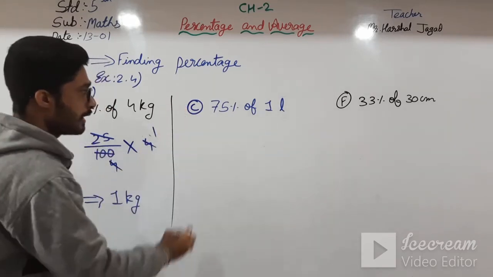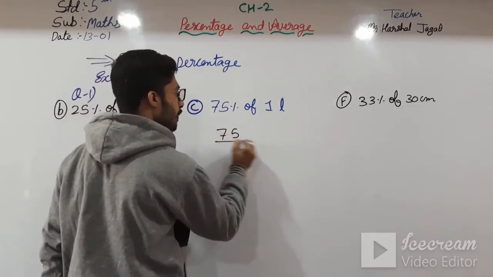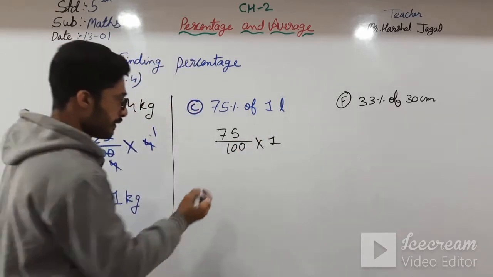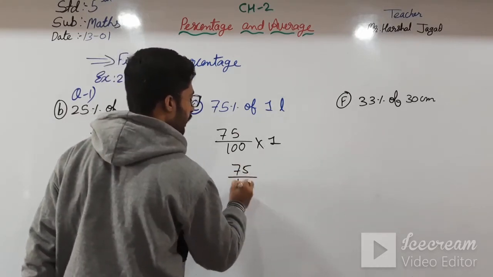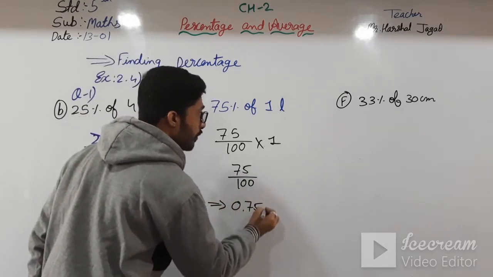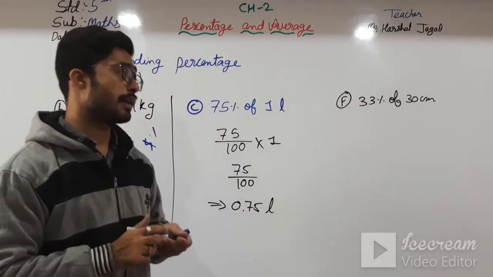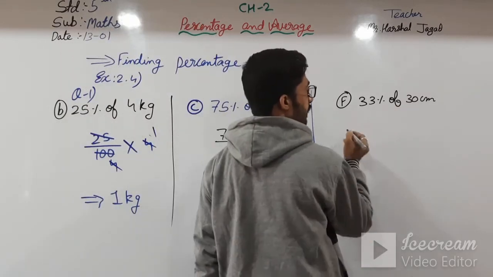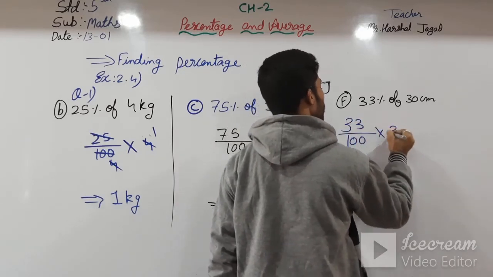Over here it is given 75% of 1 liter. So what we will do? 75 upon 100 into 1. If anything is multiplied by 1, then we write 75 upon 100. Then I can also write this as 0.75 liter. Yes or no? 0.75 liter is our answer. And the third one is 33% of 30 centimeter, that is 33 upon 100 into 30 centimeter.